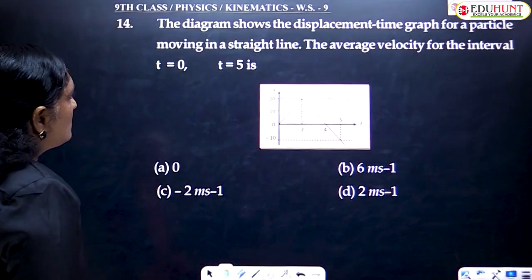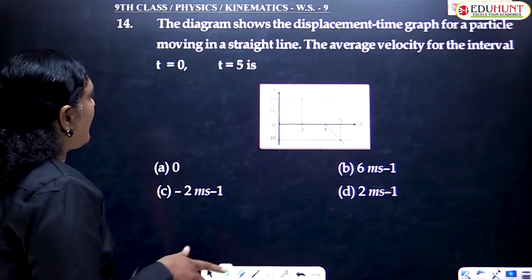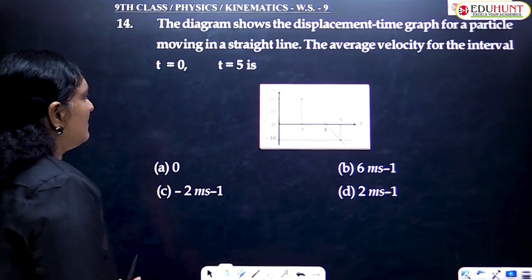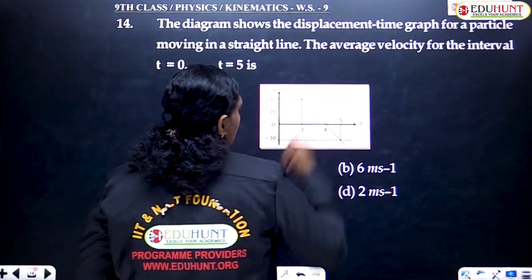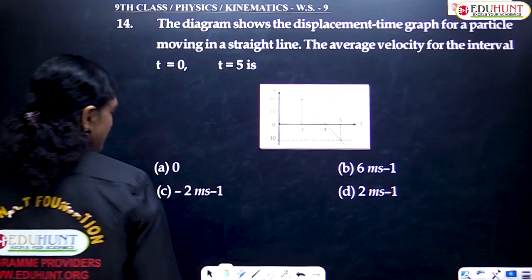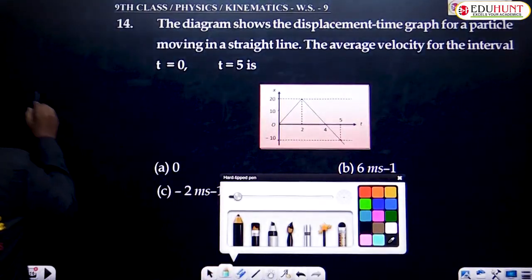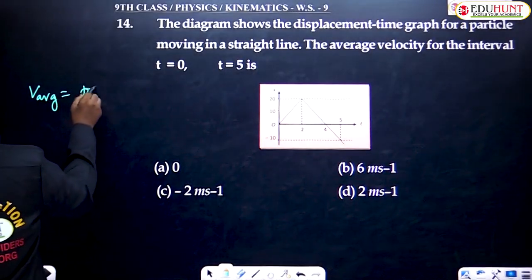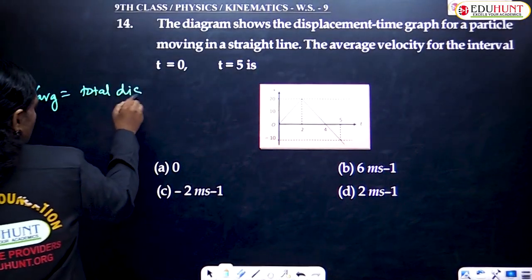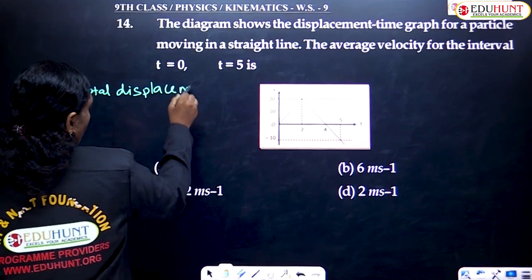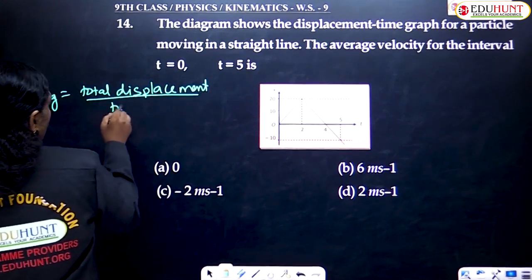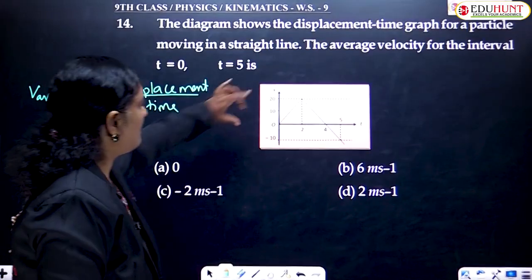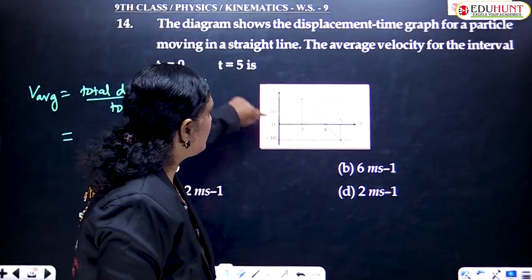Next, the diagram shows the displacement-time graph for a particle moving in a straight line. The average velocity for the interval between t equals 0 to t equals 5 is. Children, we know that the average velocity is given by total displacement by total time. V average equals total displacement upon total time taken.